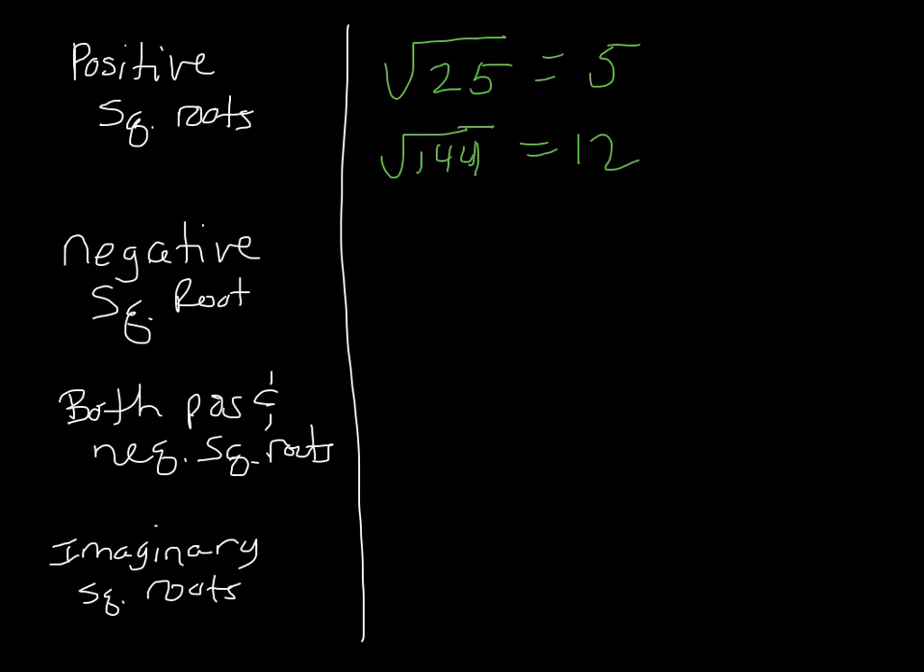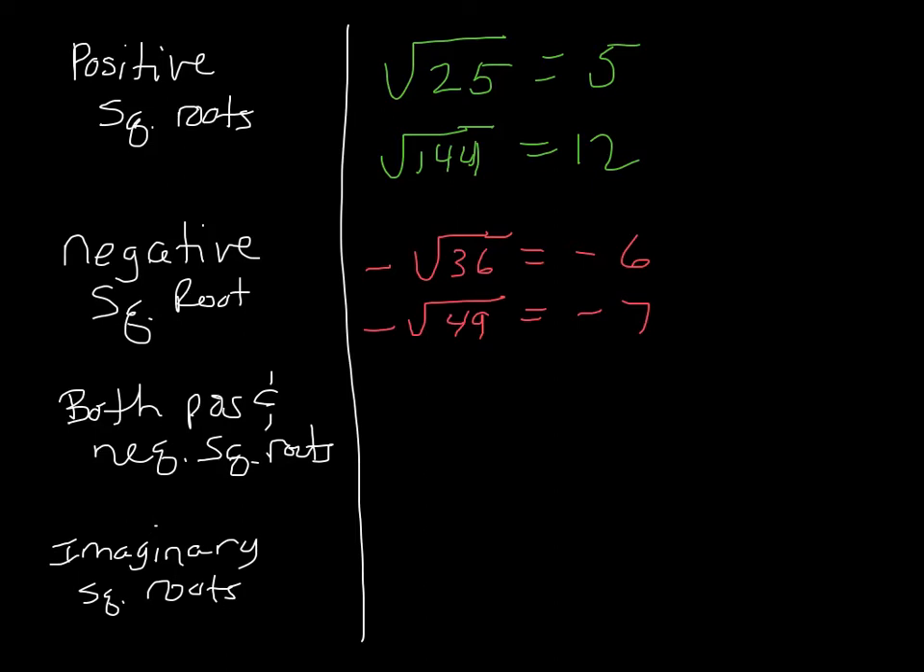Now, a negative square root would be one that looks like this. Negative square root of 36. The answer to this is going to be a negative number. So the square root of 36 is 6, and then the negative on the outside makes it negative 6. So negative square root of 49 would be negative 7. So you do it the same way, you just add a negative sign at the end.